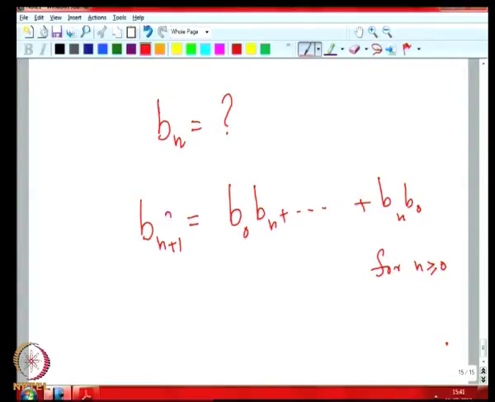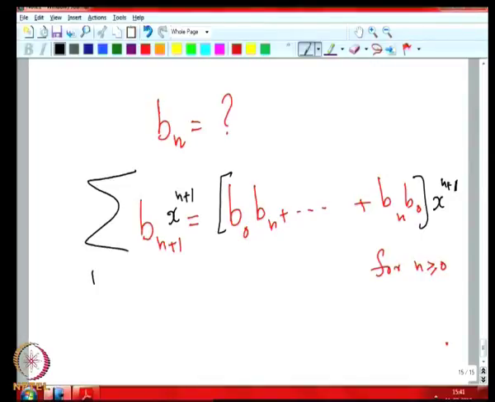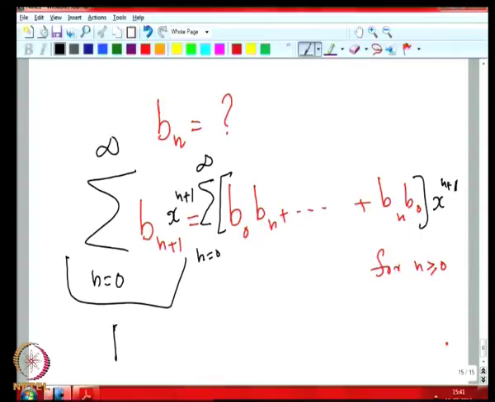So, as usual we can multiply by x raised to n plus 1 everywhere, on both sides, and then sum from n equal to 0 to infinity. So, this will also be summed from n equal to 0 to infinity. But then what is this? Because n equal to 0 gives b1 x raised to 1, b2 x raised to 2 and so on. So, this will be just b of x, if b of x is the generating function for this thing.